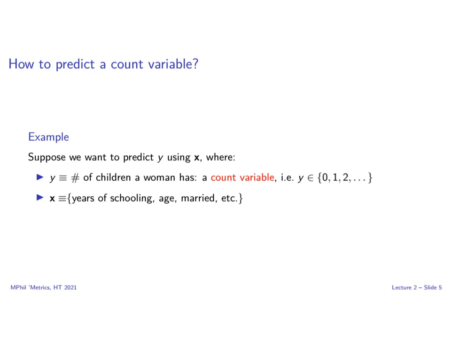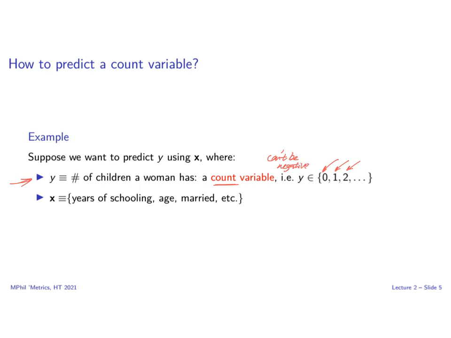Now that we've reviewed two basic results about prediction in general, we'll turn our attention to the main topic of this lecture: how to predict a count variable. Suppose y is the number of children that a woman has. This is a count in that it could be 0, 1, 2, 3, and so on, but it can't take on fractional values, it can't take on negative values.